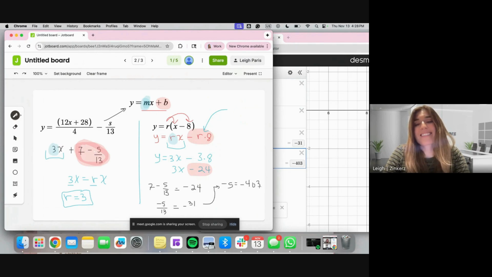We're trying to solve for s. One more step, divide both sides by negative 1. S equals positive 403. That is the solution that we were asked to find. What is the value of s? So algebraically, we found the answer.